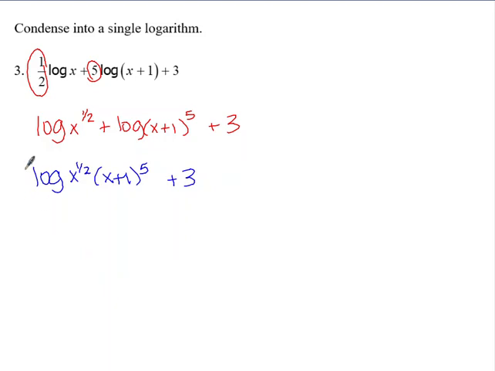So since we have just log with no base written, that is a common log, so we assume that the base is 10. So we need to think to ourselves, 10 cubed equals what? Well, that's 1,000. So log base 10 of 1,000 is equal to 3.